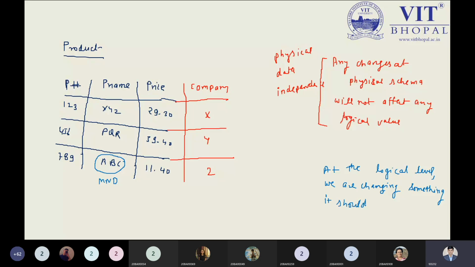affect the physical structure. The product number and product name will not be changed by any other name, so it will not affect any structure of the physical structure. So I can write the physical structure. This is what actually logical data independence is.